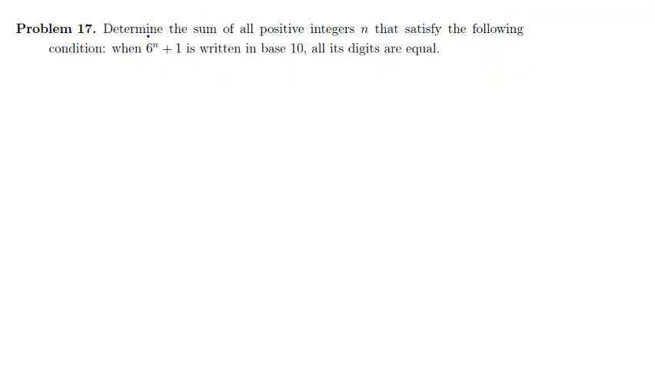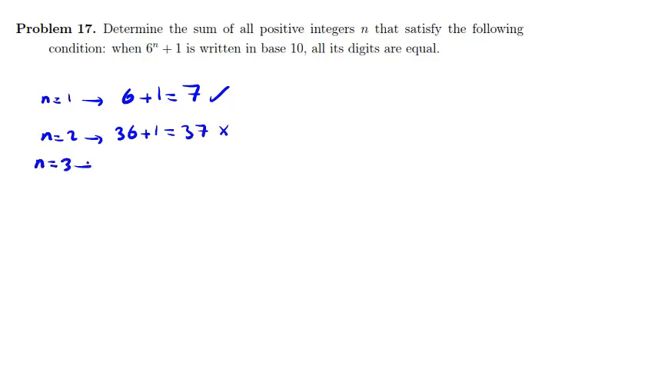Problem number 17 of senior: determine the sum of all positive integers n that satisfy the following condition. When 6^n plus 1 is written in base 10, all its digits are equal. So let's consider n=1. Then 6 plus 1, 7 is okay. n=2, 6 squared, 36 plus 1, 37 is bad. n=3, 6 cubed is 216 plus 1, 217 is bad. n=4, we check until n=5. So considering small examples most of the time is useful.